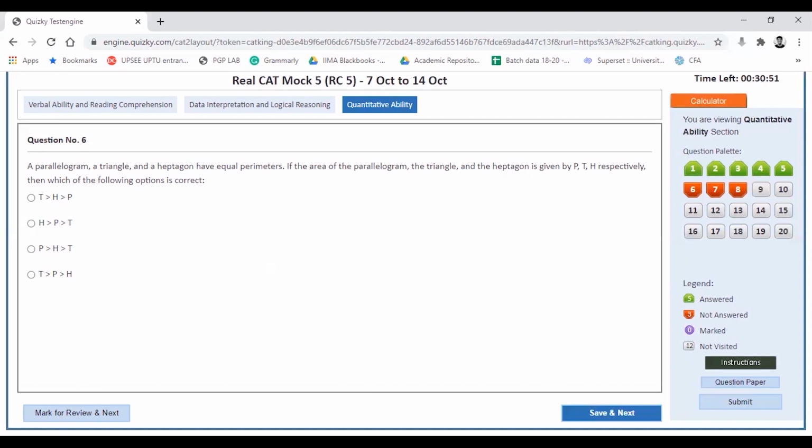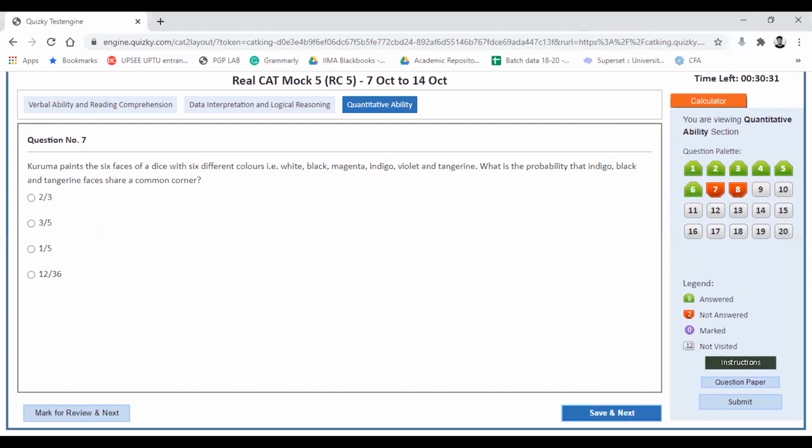So I would choose the option of parallelogram greater than the heptagon. Sorry, my mistake. Heptagon, 7 sides, greater than 4 sides of parallelogram, greater than 3 sides of triangle. So this is my correct answer.